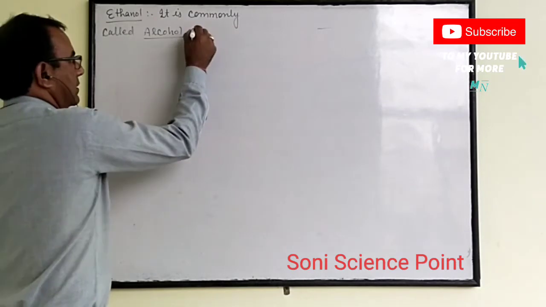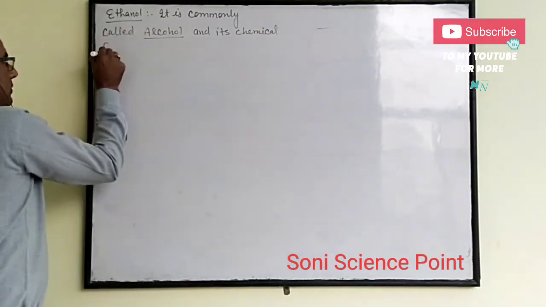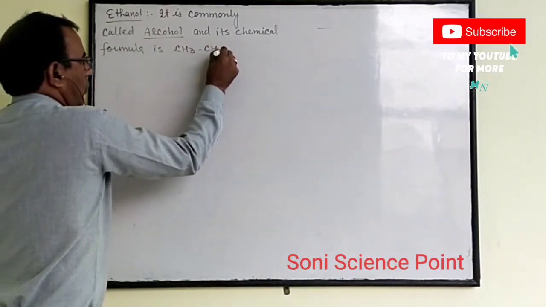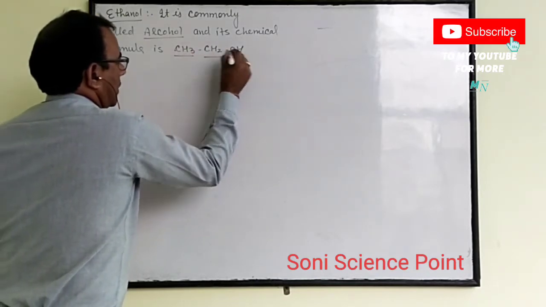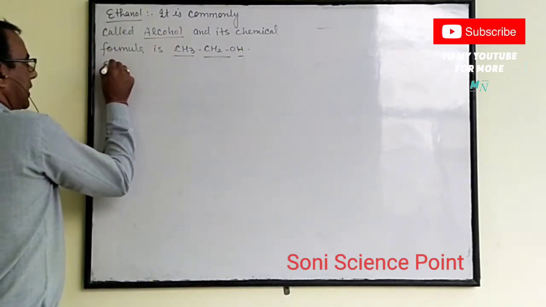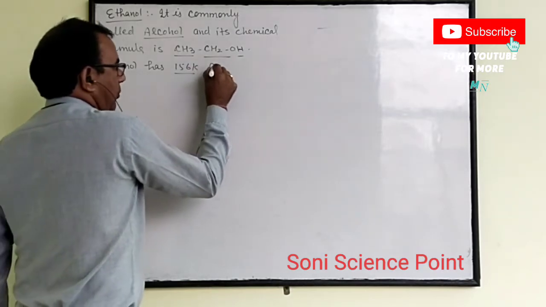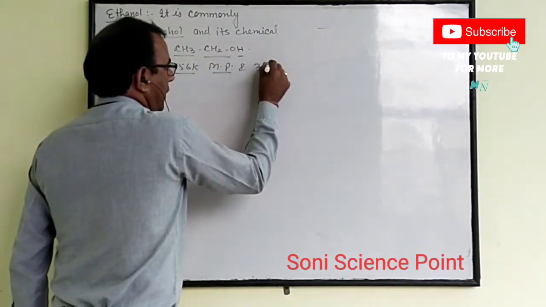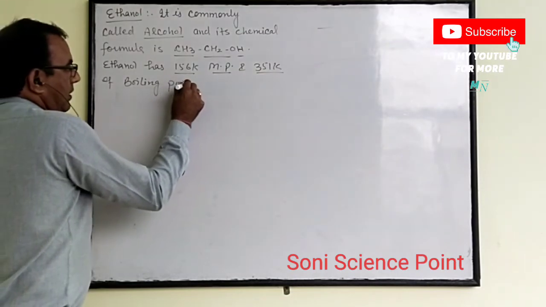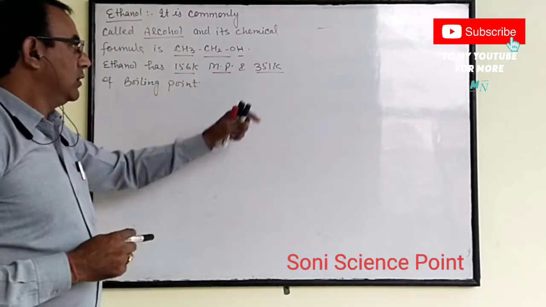Its chemical formula is CH3CH2OH. The melting and boiling point of ethanol: ethanol has a melting point of 156 Kelvin and a boiling point of 351 Kelvin.